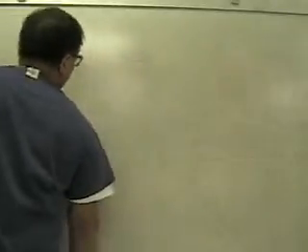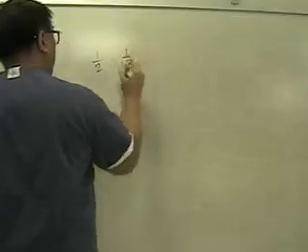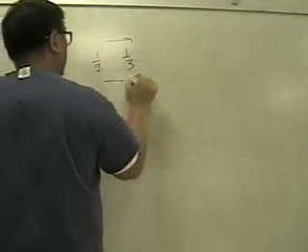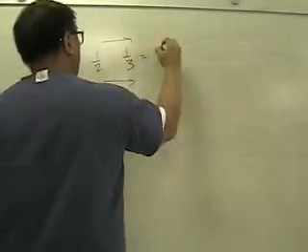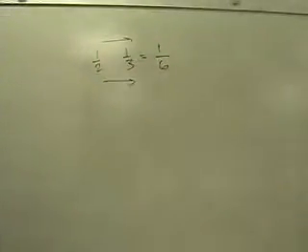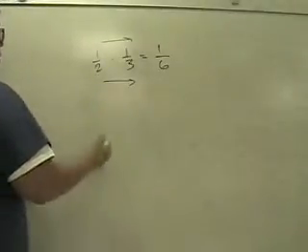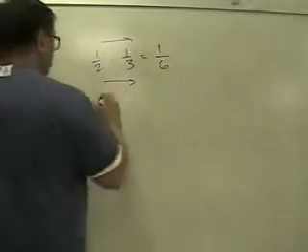All right. Let's do multiplication. Multiplication is easy. 1/2 times 1/3, what do you do? Just multiply straight across. 1 times 1 is 1, 2 times 3 is 6. So it's 1/6. That's easy. Just multiply across.